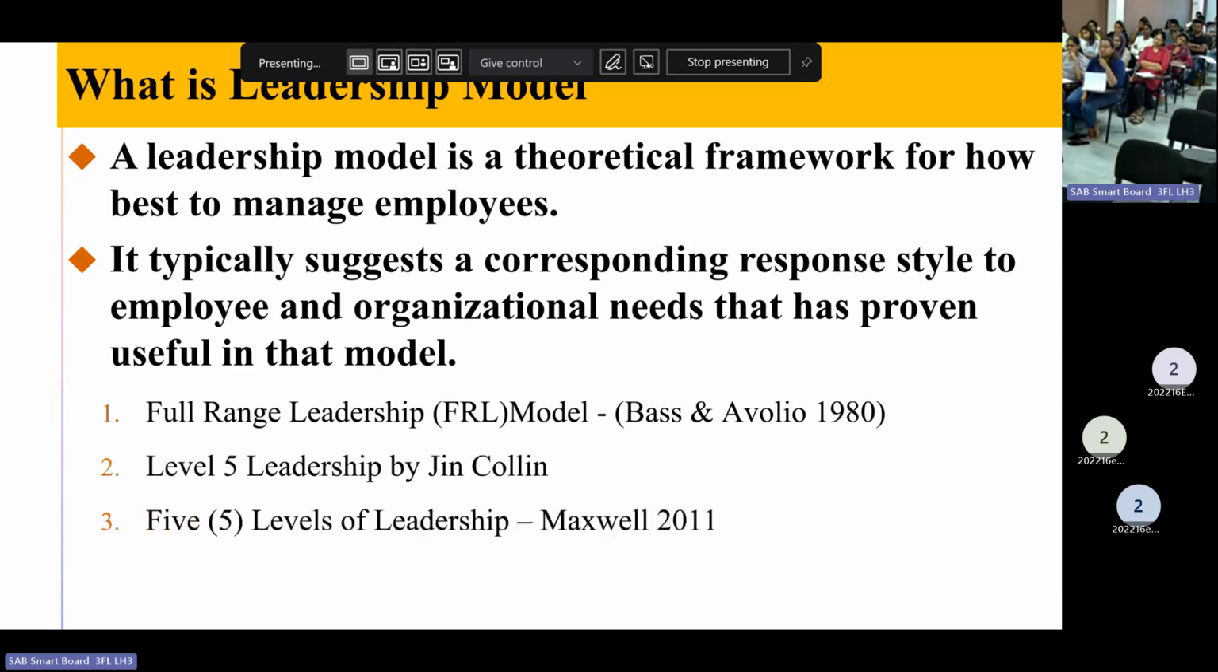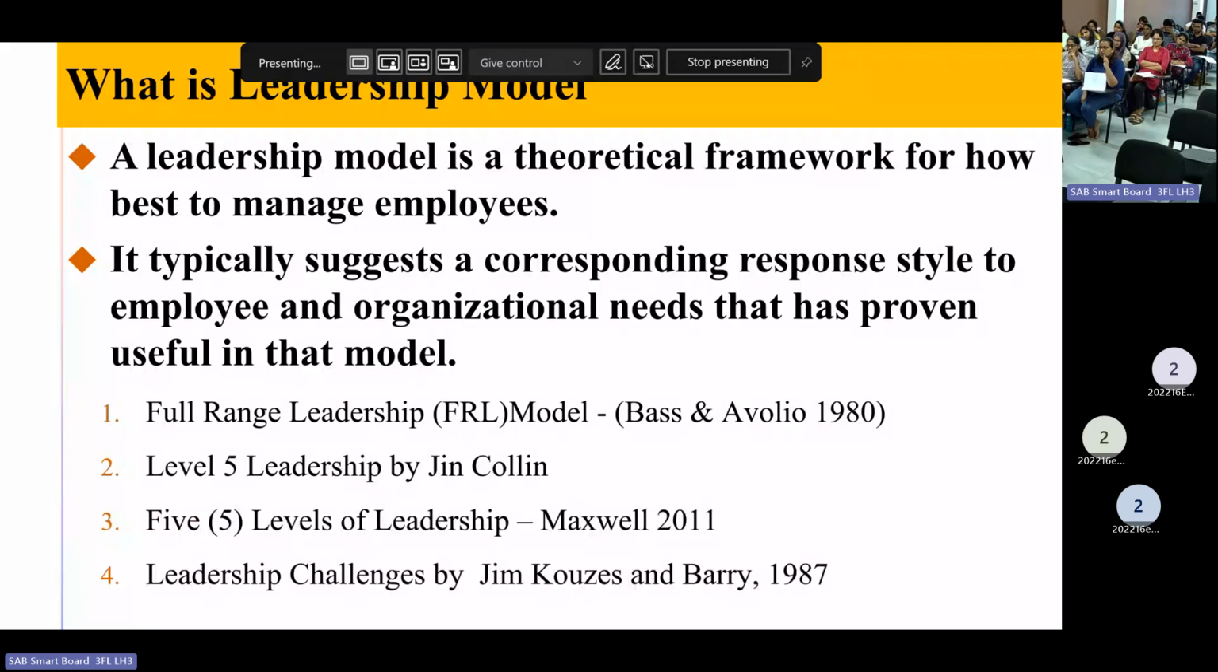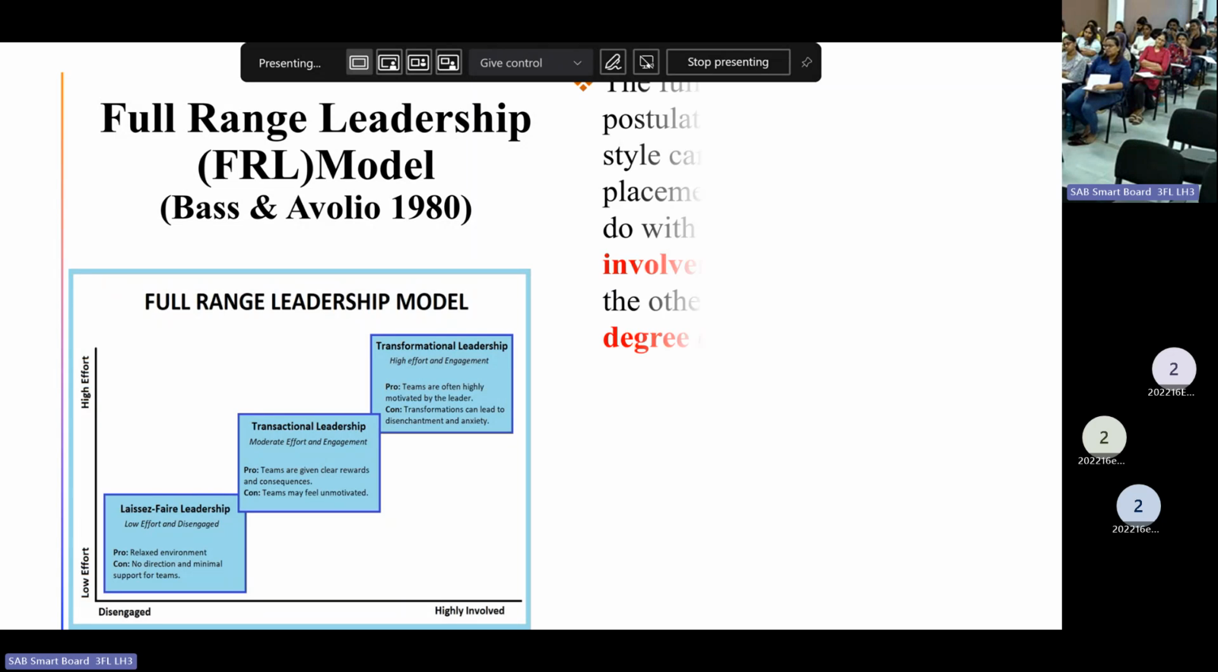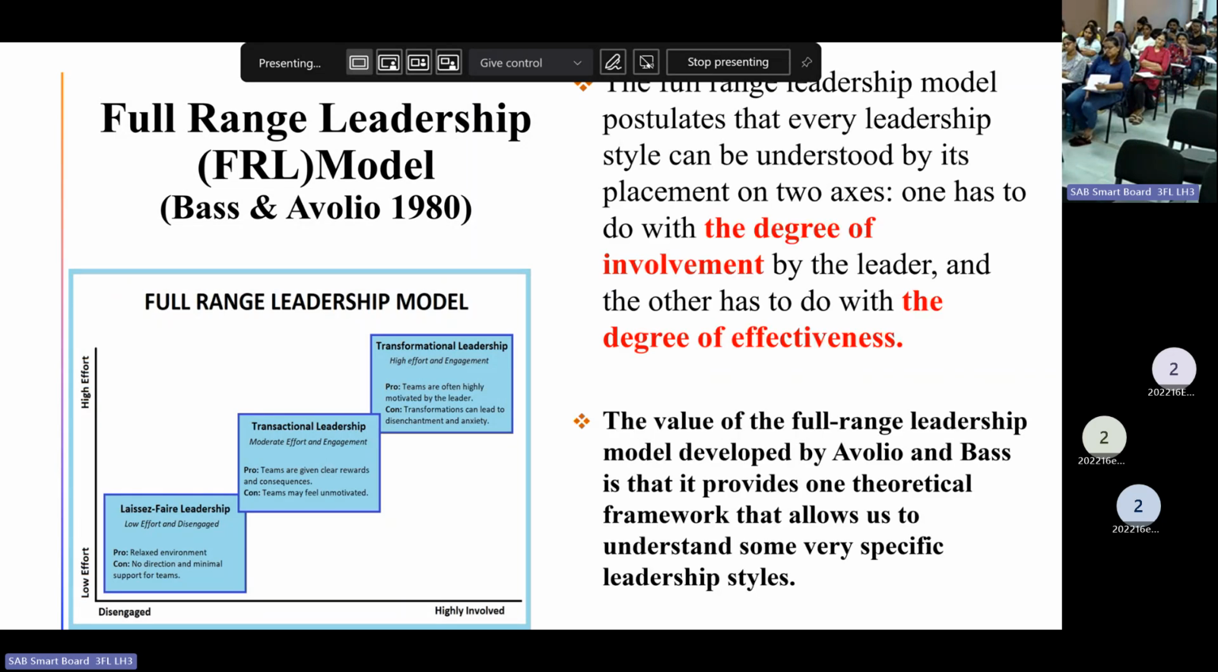And then, what is a leadership model? They came out with the full range leadership and level 5. I shared this one in lecture 1. Can you remember? 5 levels of leadership, level 5 leadership, and the leadership challenge. These are the 4 models that came out during the period of development. This is full range leadership: laissez-faire, transactional. A person can go through an early stage here, then we can improve to a later stage, a transformational leader. Okay. So we'll be studying it later, but I'm just summarizing.